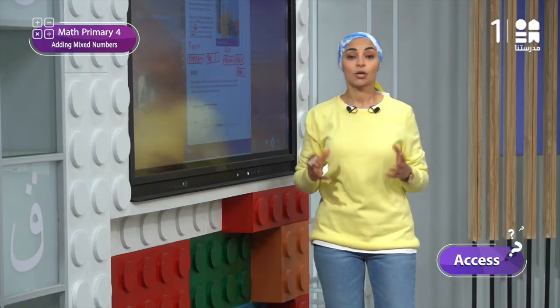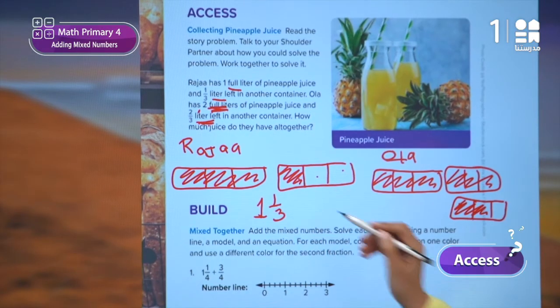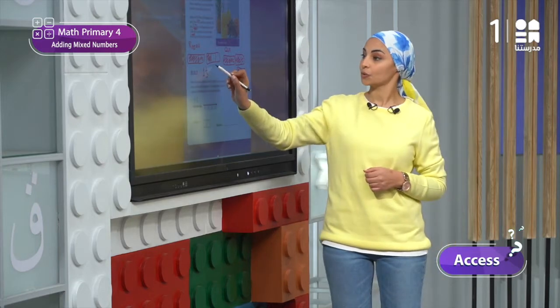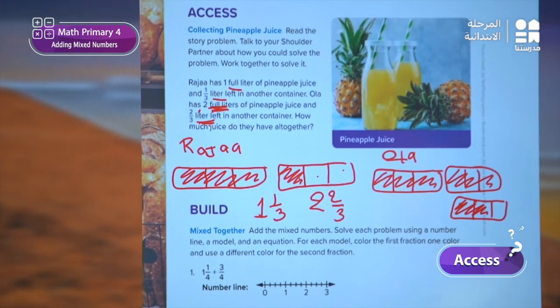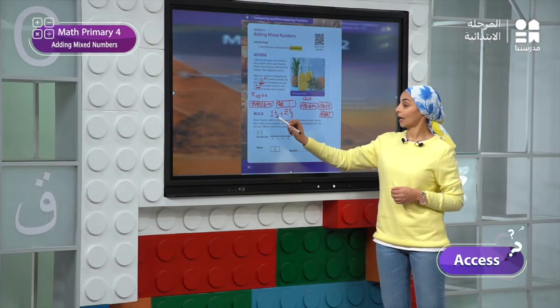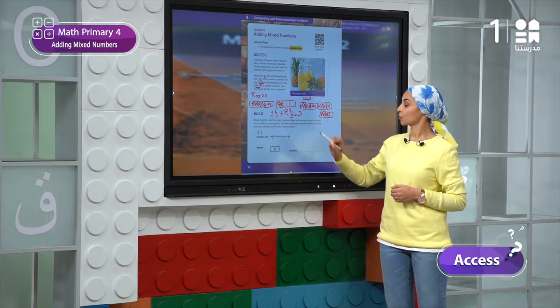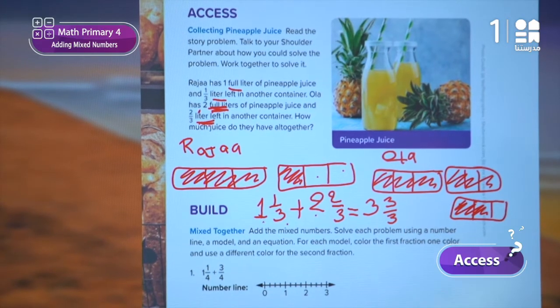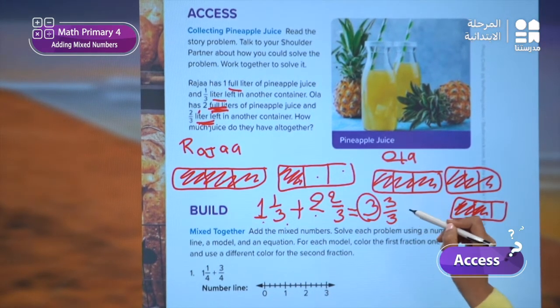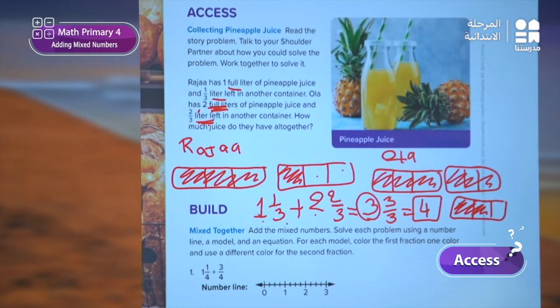So Raja has what? Raja has 1 and 1/3. And Ola has what? Ola has 2 and 2/3, right? Okay, now when I add the 2 together, what will I do? I will do 1 plus 2 equals 3, and 1/3 plus 2/3 equals 3/3. And isn't 3 over 3 equal to 1 whole? So 3 plus 1 whole equals 4. So Raja and Ola now have 4 liters.